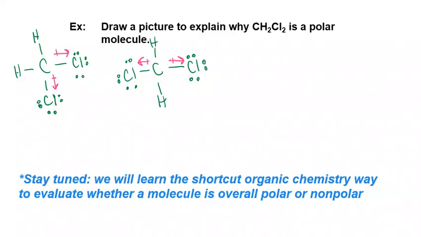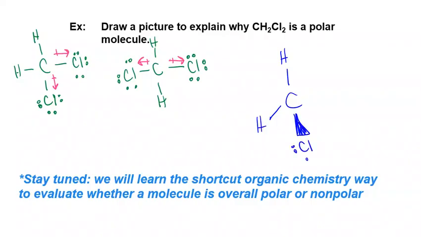Then what we need to do is think about it in 3 dimensions. So we think of this molecule as being tetrahedral. I'm going to draw a picture that shows more clearly how it's tetrahedral. I'm going to use the wedges and dashes thing.